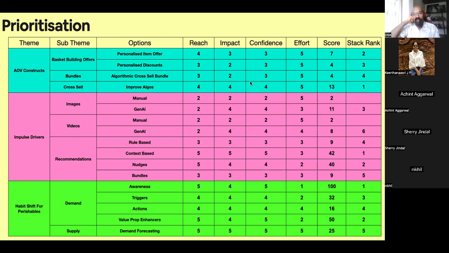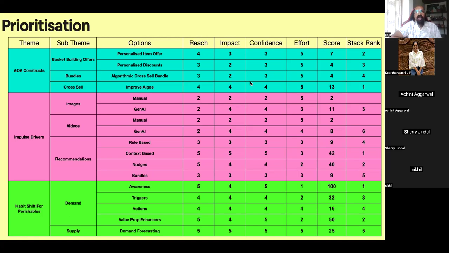Look at the scores carefully. Look at each category's stack rank. Somewhere I have done something different. Hiteshwar has caught it. Supply has been ranked 5. Why am I doing that? So I'll explain first why manual has been ranked.